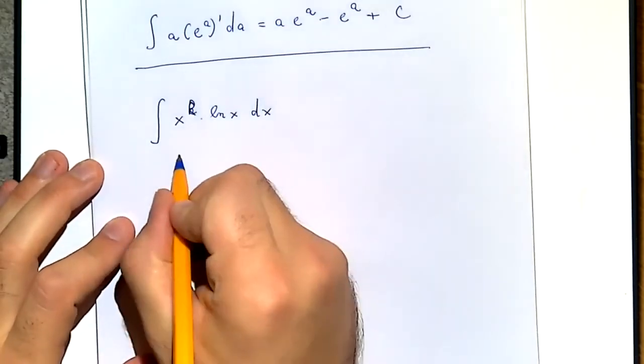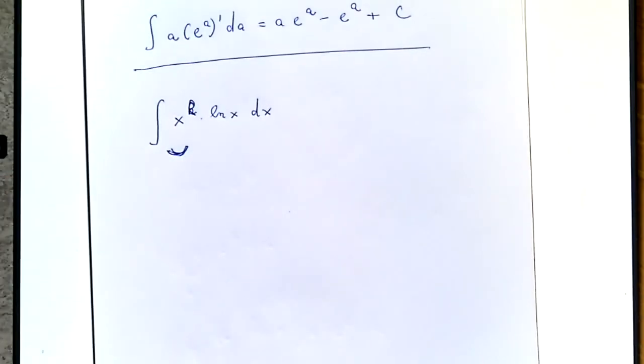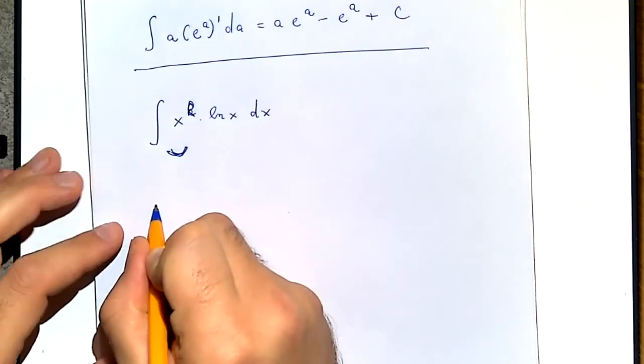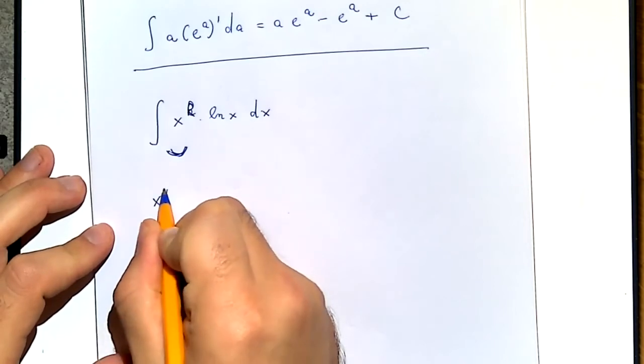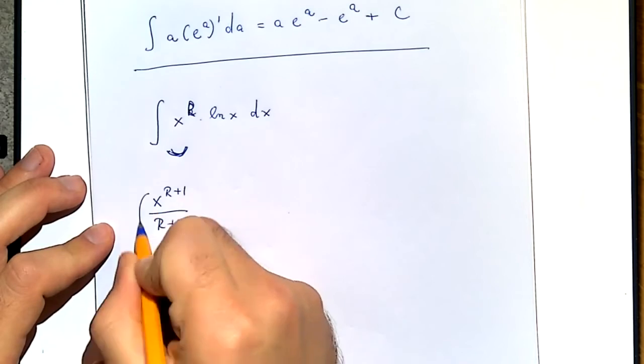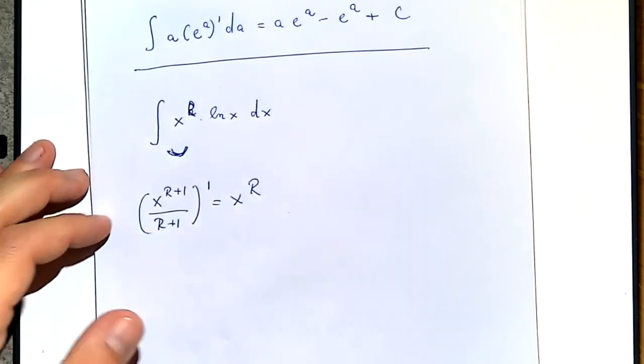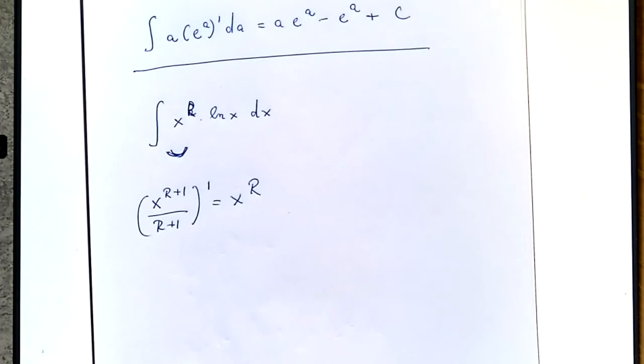So what do you do? You just take one of these terms. I'll take this one, the x^r, and write its primitive, or its antiderivative. In my case, I know that x^(r+1) over (r+1), its derivative, is equal to x^r.